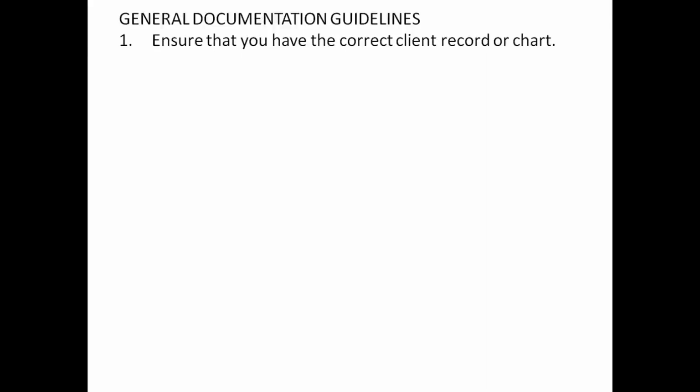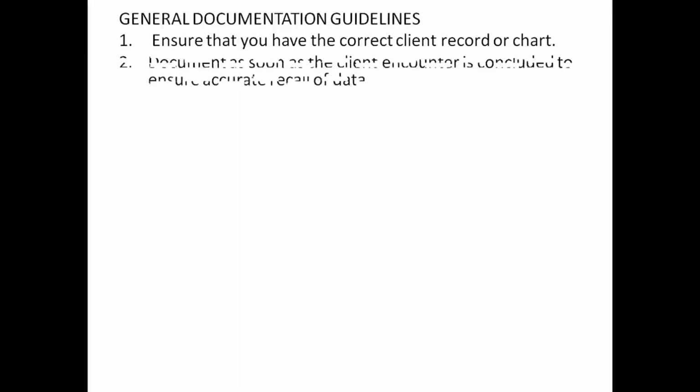General documentation guidelines. First, ensure that you have the correct client record or chart. That means don't take the chart depending upon the room number. Sometimes in a room there may be two patients and accidentally you may take the other. You want to record for one person, but you may accidentally enter in the other person's record.